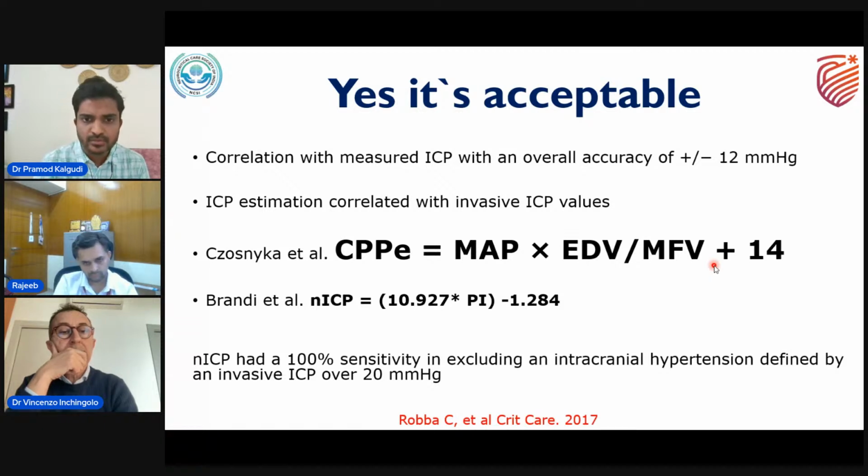There are a few formulas which you can see on the screen, which can be used to calculate CPP and non-invasive ICP using the pulsatility index as well. This non-invasive ICP measured using different formulas or using PI, especially using the cerebral perfusion pressure formula, has been shown to have 100% sensitivity in excluding any intracranial hypertension, defined as more than 20 mm mercury.